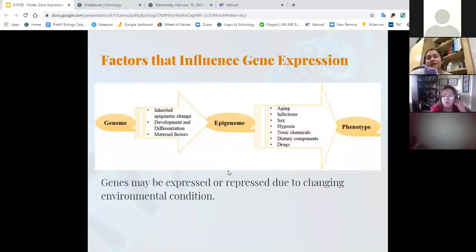Gene expression can be influenced by a lot of factors. Like I said, the weather, the temperature, environmental factors like if it's in the water or not in the water, even drugs, pollution, all of that stuff can have effects on your gene expression.